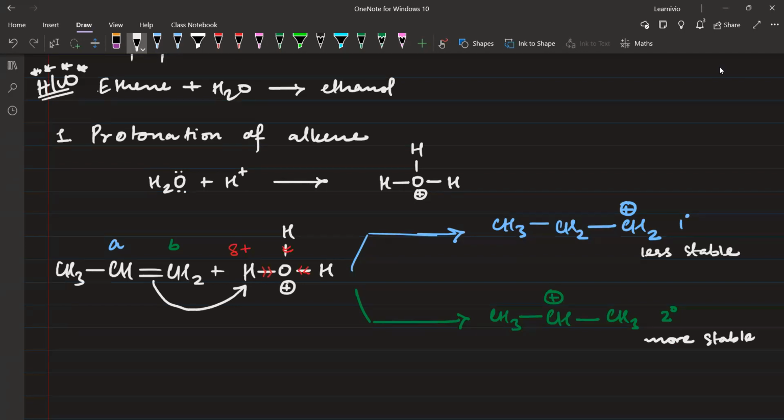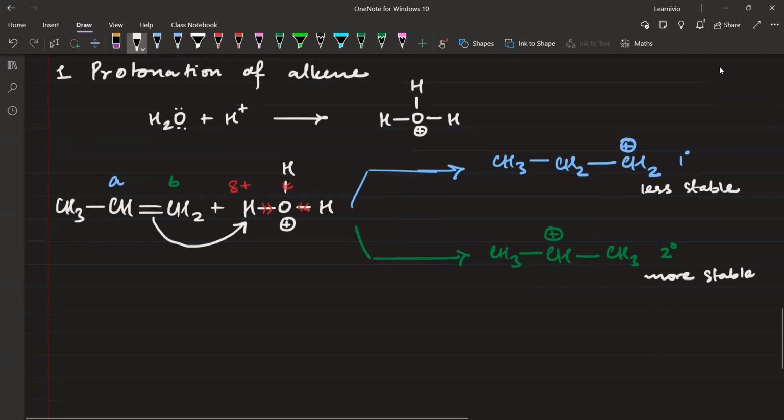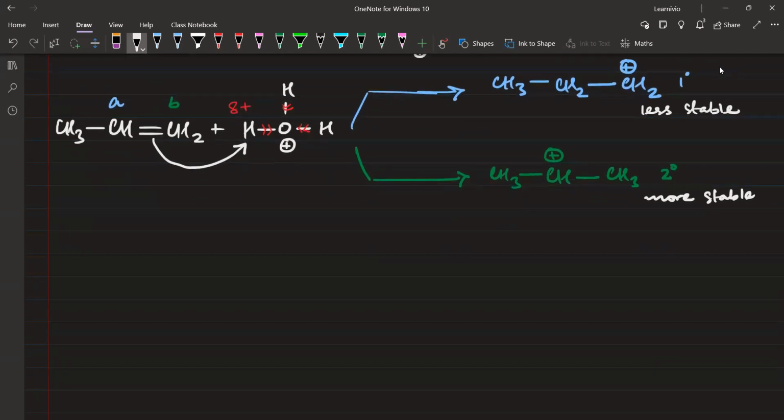Now, as we move from alkene to carbocation, we will get more of the 2 degree carbocation. The concentration of the 2 degree carbocation will be more. Why? Because it is more stable. Rather than following the blue pathway, the complete system will prefer the green pathway because it gives us the more stable product. That is why the reaction will proceed further by the green pathway. The next step, the second step, will be the attack of water.